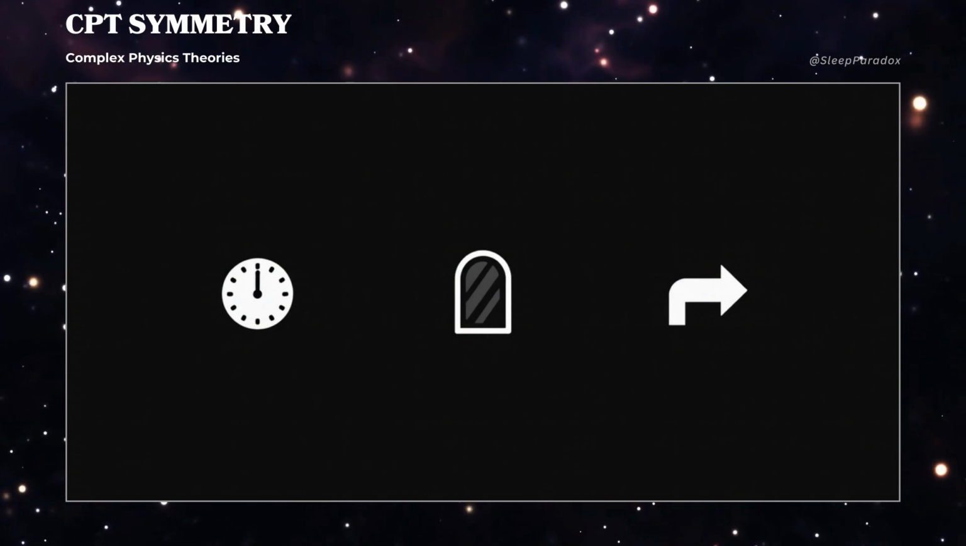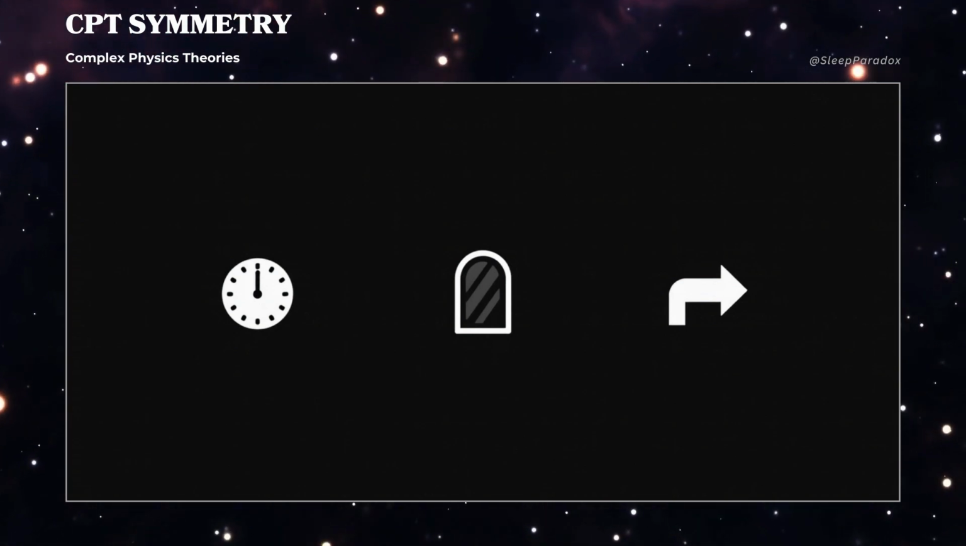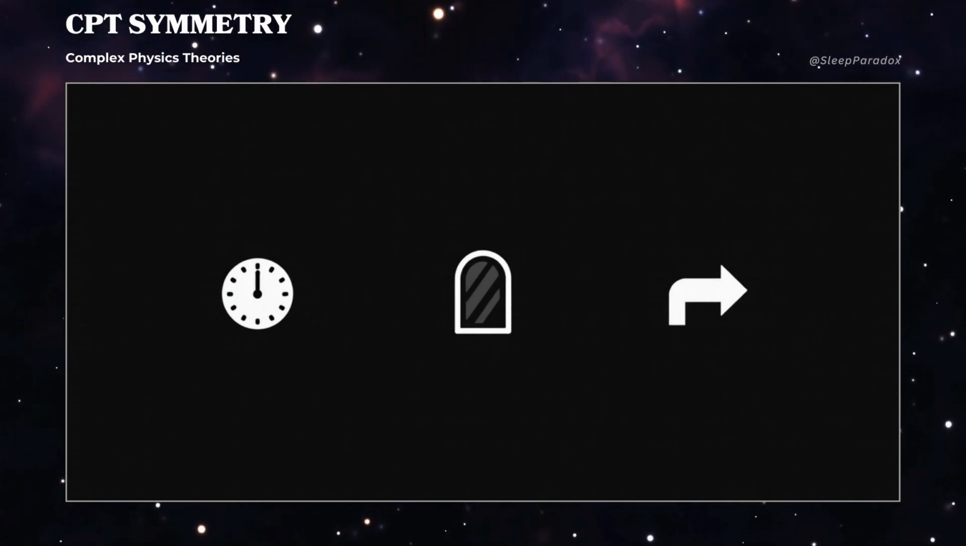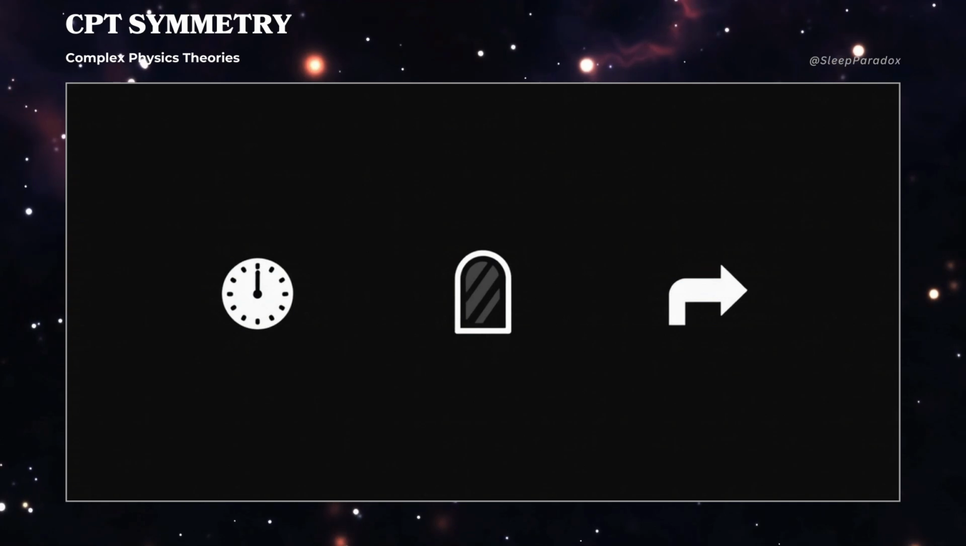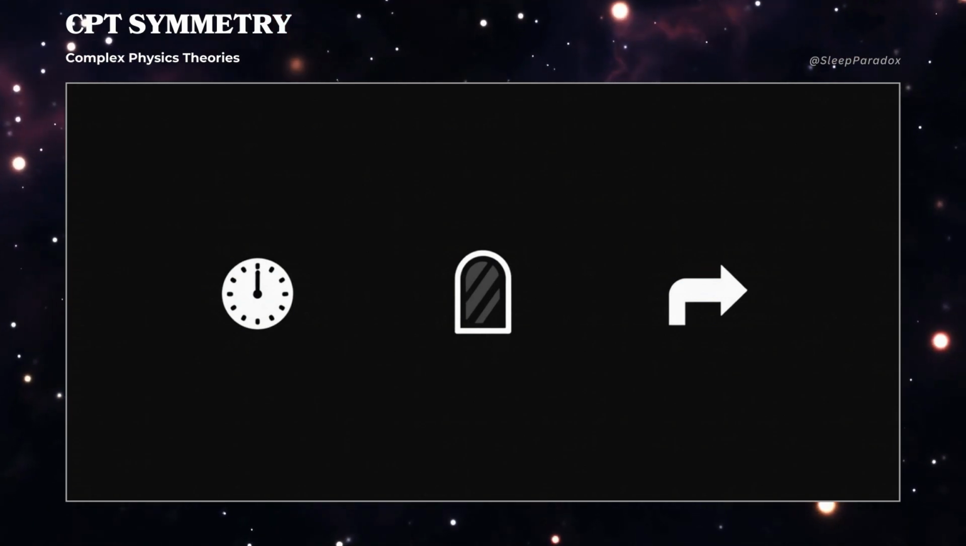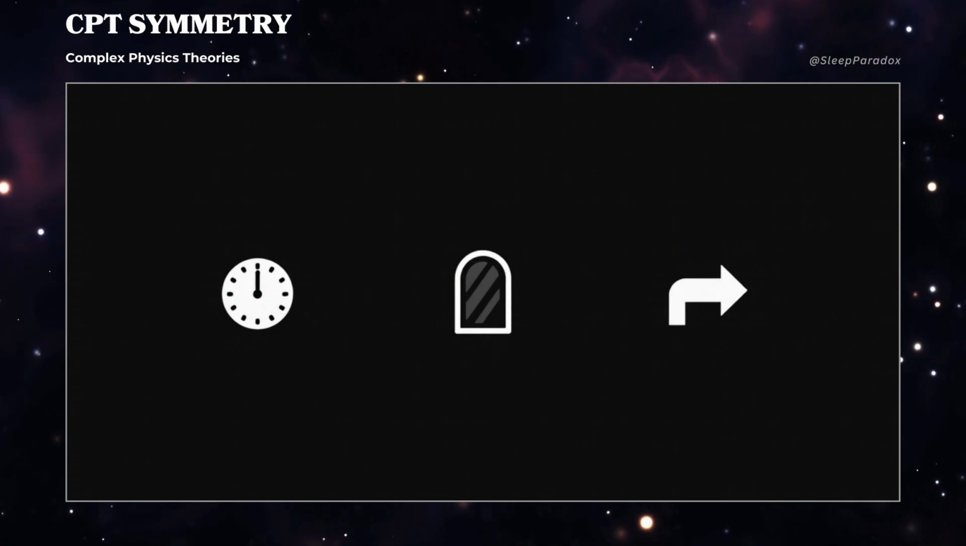The fact that charge, mirror symmetry, and time flow can be individually violated while still preserving the overall symmetry is deeply non-intuitive. It hints at how tightly woven the laws of nature really are, and how certain balances are preserved, even when others are broken.